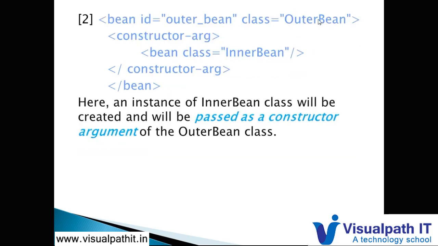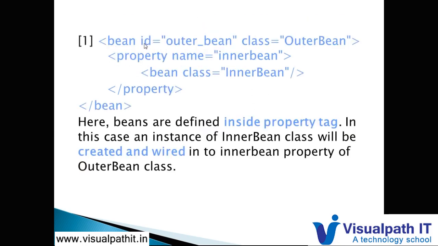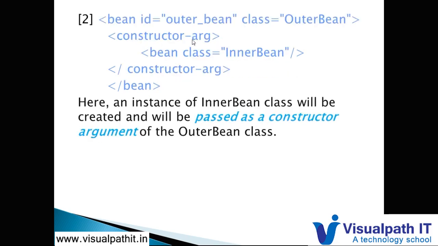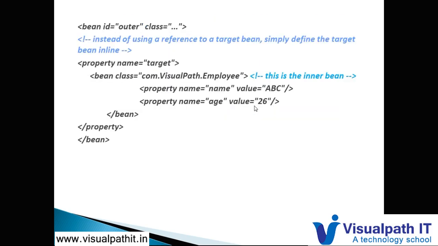So in this example, it's passed as a constructor argument. Here, within the constructor argument of this outer bean, is the bean class equals inner bean. This is an example for that. Here it's within the property. So here all the dependencies directly or indirectly have everything to do with the property element and the constructor-arg element. If we focus on these two elements, most of the dependencies and configurations are easily understandable.